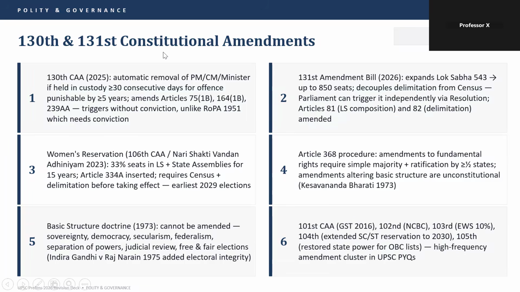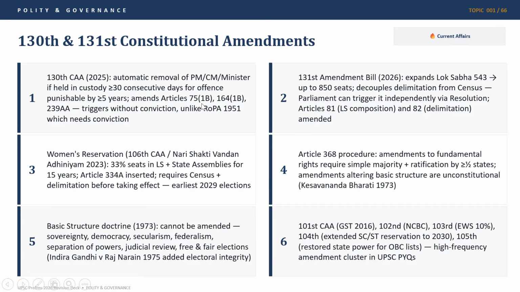130th and 131st constitutional amendments. There are various topics related to it here. The 130th CA came in 2025, which leads to automatic removal of the PM, CM, or minister if they are held in custody for greater than 30 consecutive days for an offense which is punishable by more than 5 years. Very important to note: if they are held in custody for greater than 30 consecutive days and for an offense which is punishable by more than 5 years.